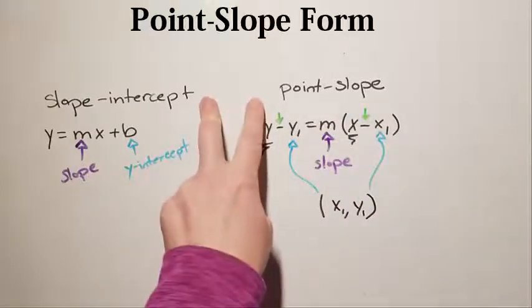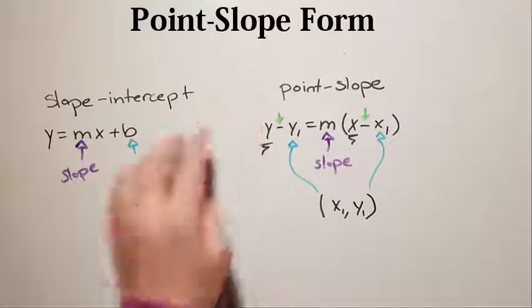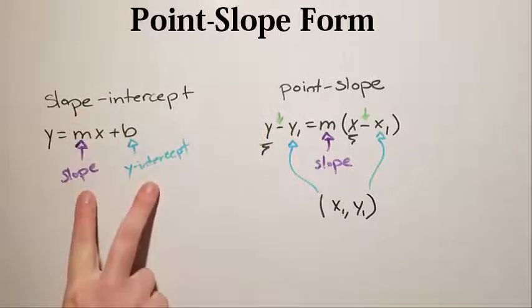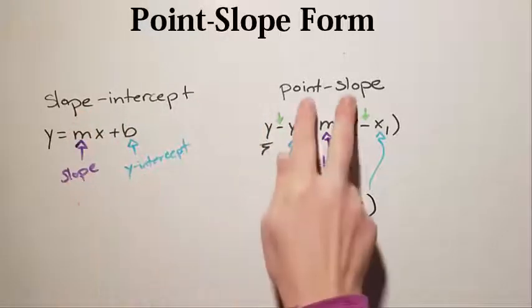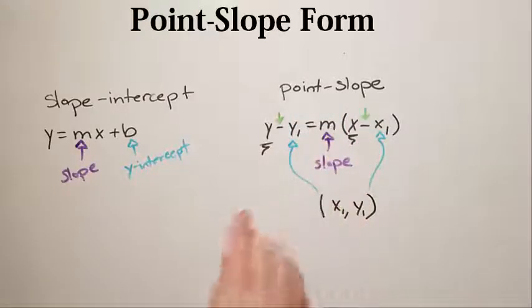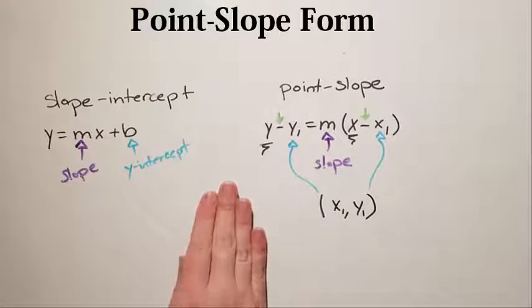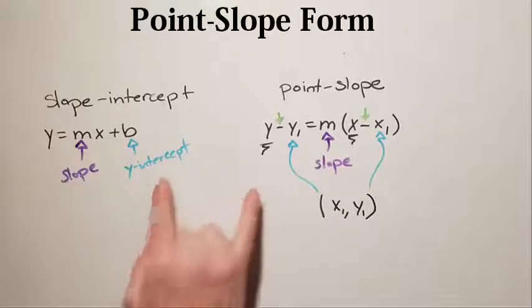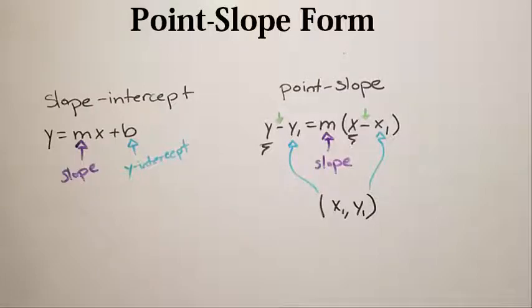So both of these forms will give you a graph of a line. This equation is easier to use if you are given a slope and an intercept. This equation is easier to use if you are given a point and a slope, but they will graph the same exact equation, the same exact line. You can interchange between the two. They're both going to be linear equations.